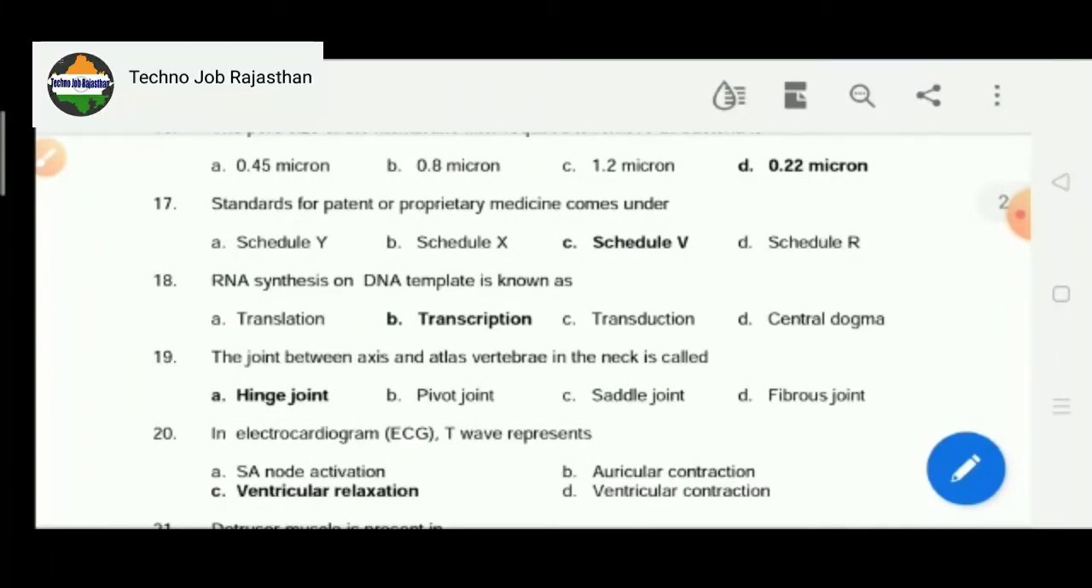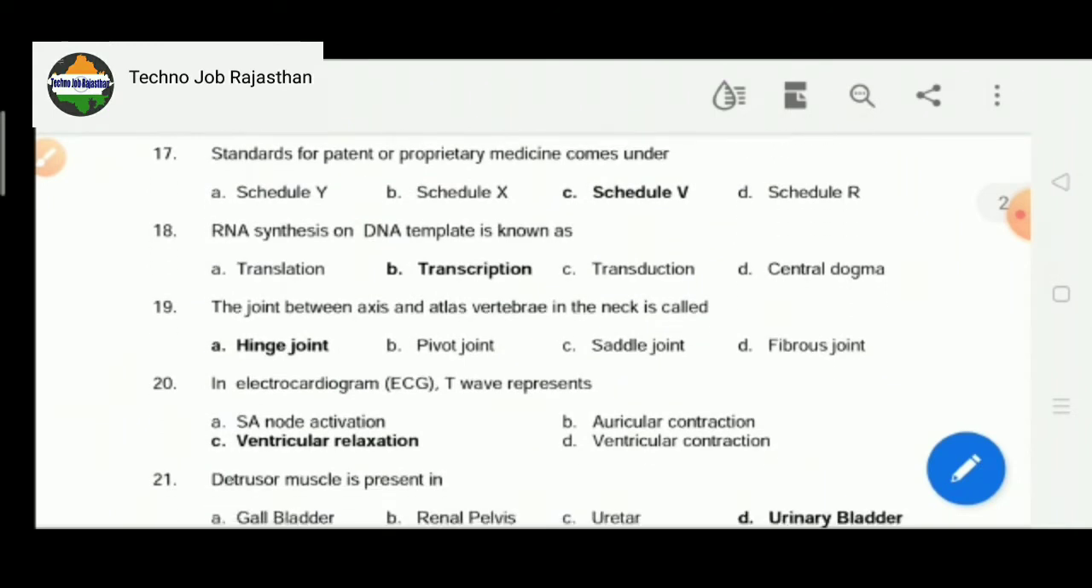Question number 18: RNA synthesis on DNA template is known as option A translation, option B transcription, option C transduction and option D central dogma. So the correct answer is option B, that is transcription.